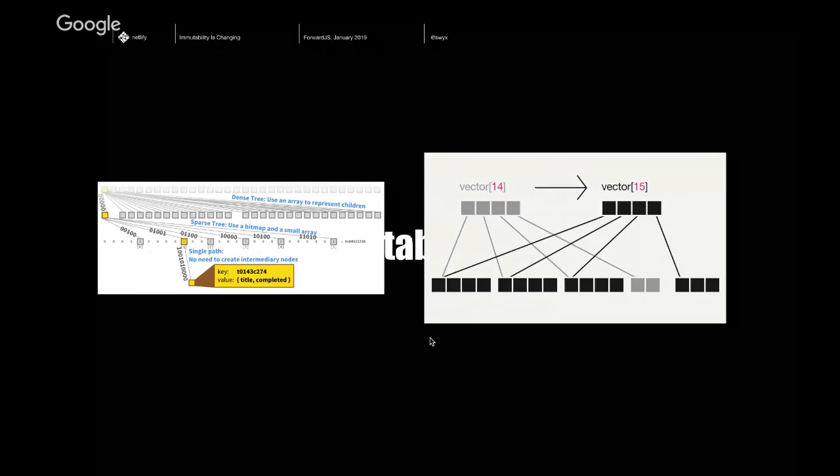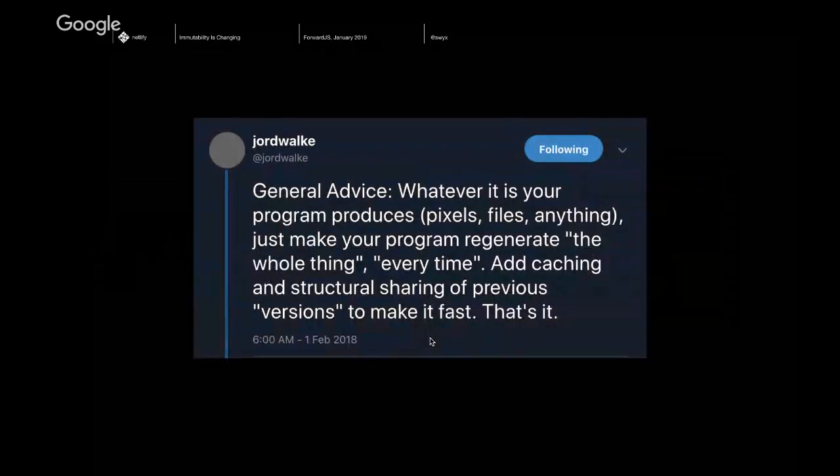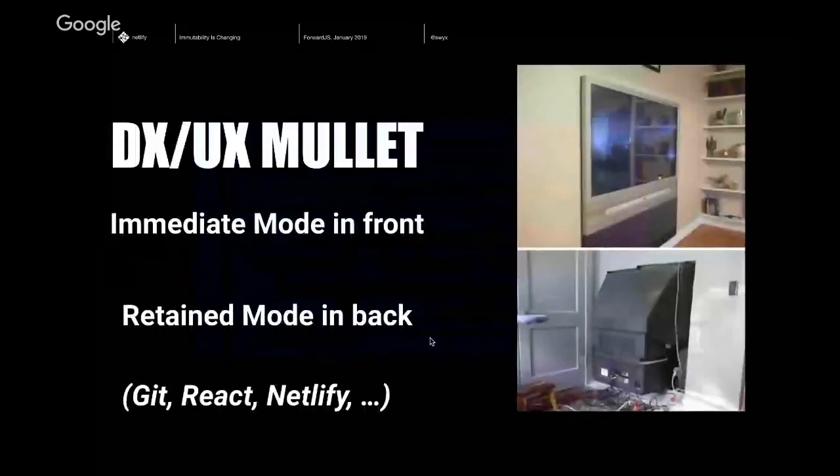And that's something that Jordan Walke, the creator of React, strongly recommends, which is make your developer experience good by regenerating the whole thing every time, so that it is just fundamentally easier to debug. But then add caching and structural sharing to make the user experience better. And that's about it. I call it the DX UX mullet, which means, it's basically like try to have an immediate mode in front, something that's flat and easy and nice to understand, and all the messy stuff that's sort of retained mode, put it in the back.